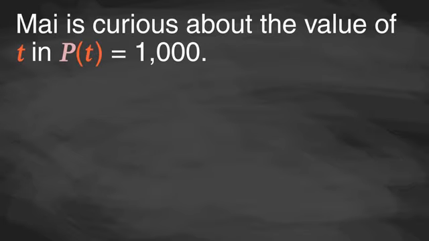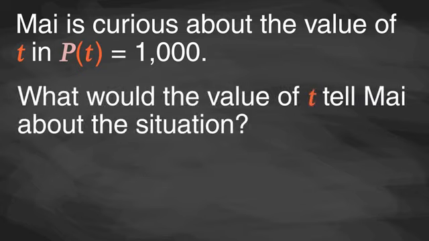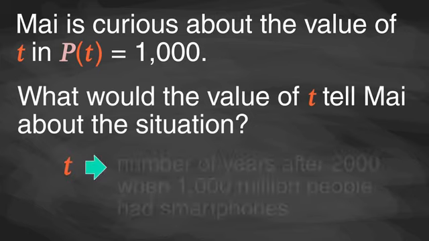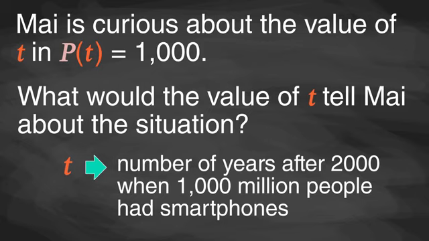Mai is curious about what the value of t would mean in the equation p of t equals 1,000. What would the value of t tell Mai about the situation? t is the number of years after 2000 when 1,000 million, or 1 billion, people had smartphones.